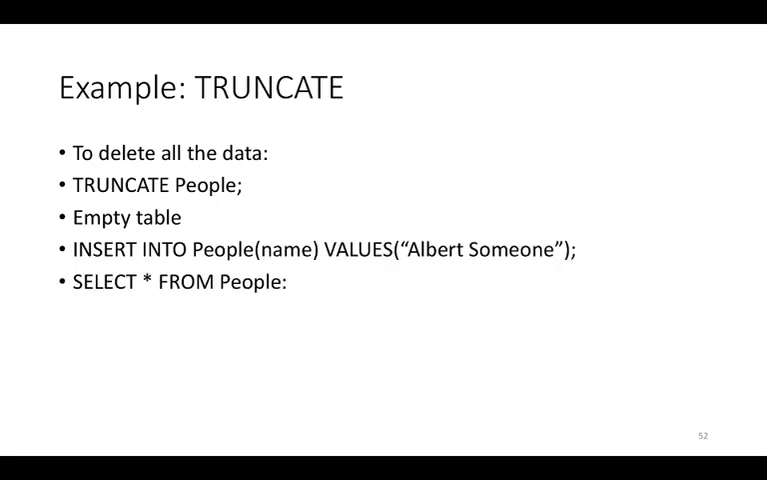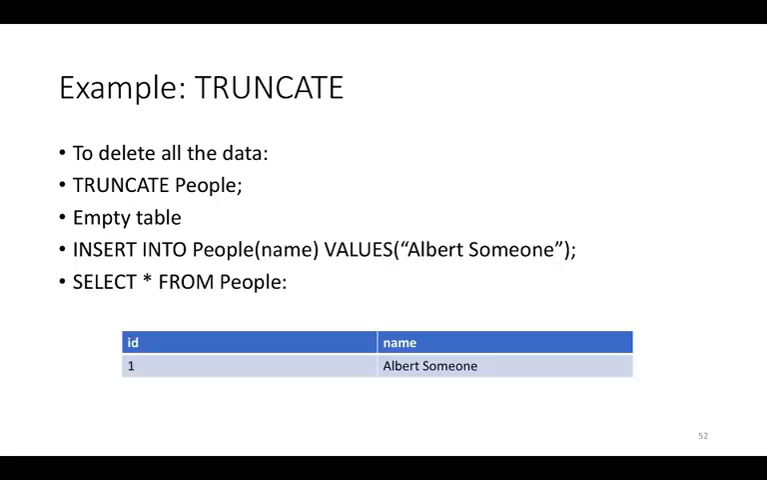Truncate, the opposite is true. So if we now truncate people, we get exactly the same, we get an empty table, but then when I insert someone, the ID starts again from position 1. So the auto increment counter is reset as we go along.